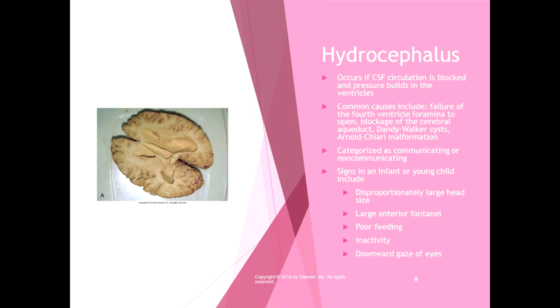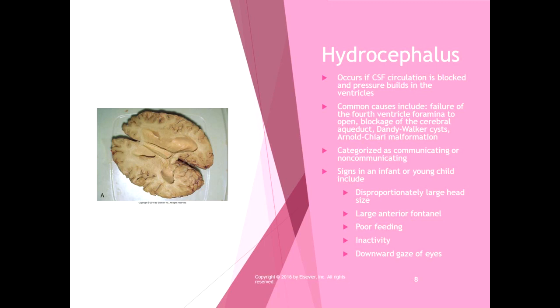Hydrocephalus is usually categorized as communicating or non-communicating, and that depends on whether it's a complete blockage, which is non-communicating, where no fluid is getting through, or communicating, where a little bit of fluid is getting through. In an infant or a young child who has the developmental type of hydrocephalus, they tend to have a disproportionately large head size because of the excess fluid, a large anterior fontanelle, poor feeding, inactivity, and a downward gaze of the eyes.